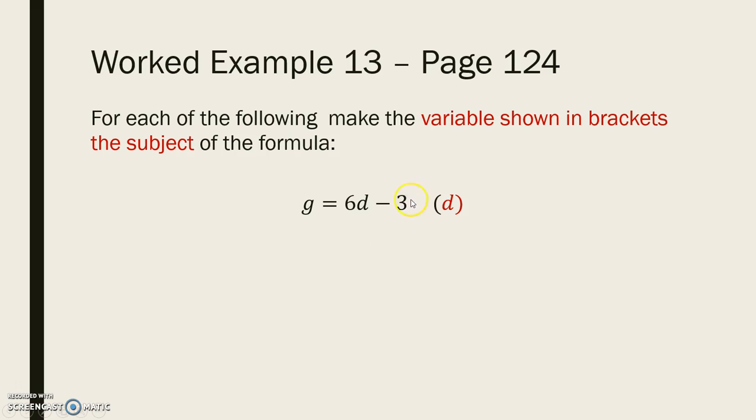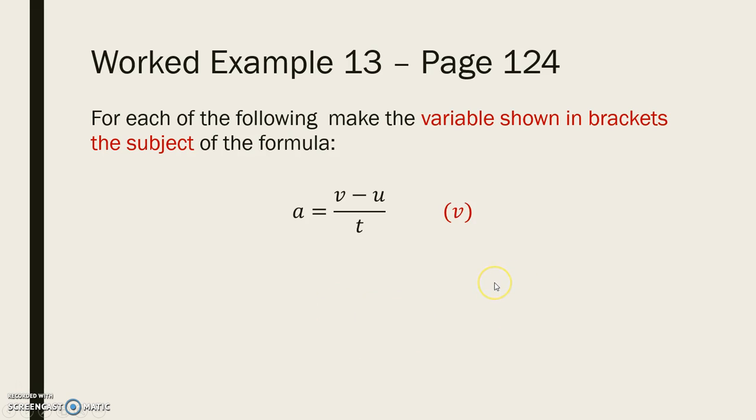So the first thing we do is remove the last operation by adding 3 to both sides. That cancels the 3 here. And then we divide that by 6. So d equals g plus 3, all divided by 6. Remember, that's like brackets on top.